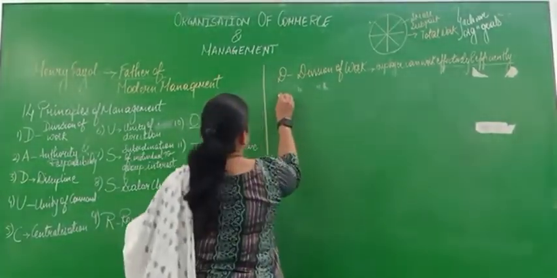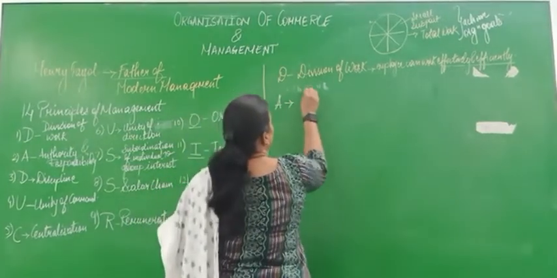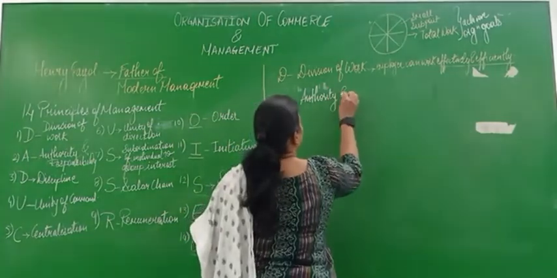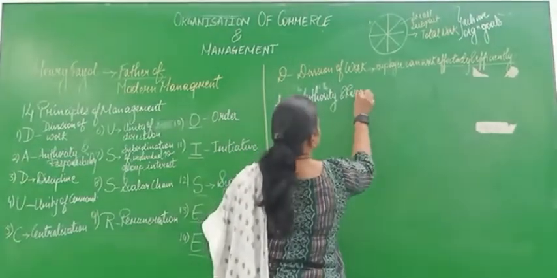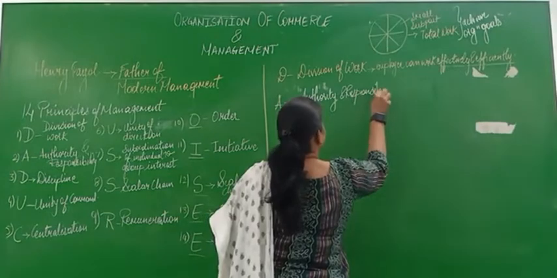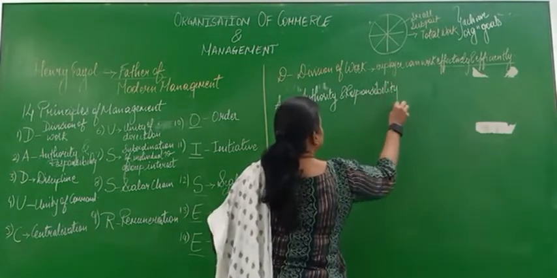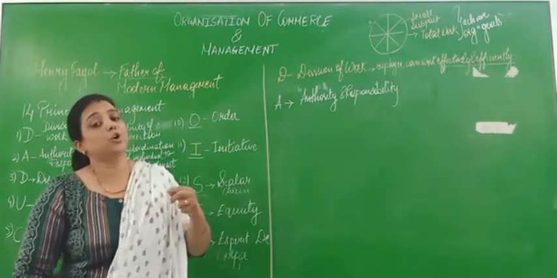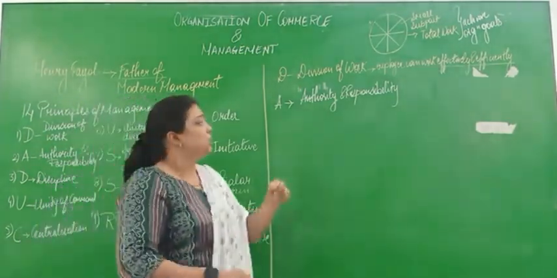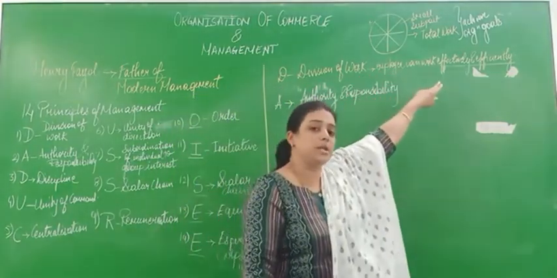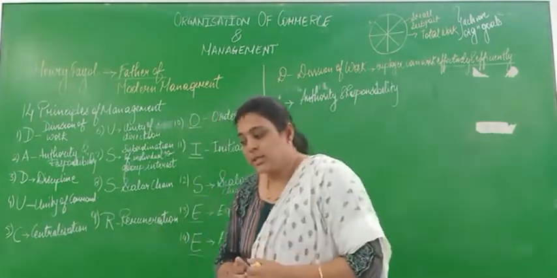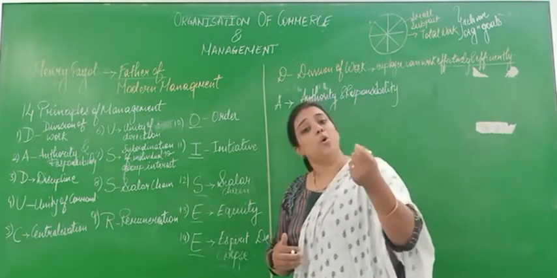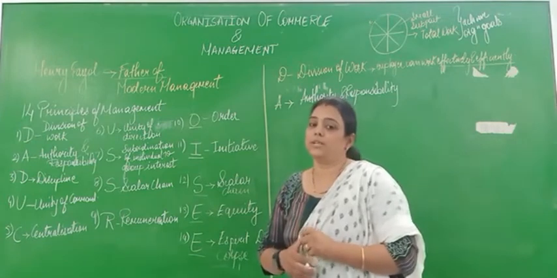What does A stand for? A stands for authority and responsibility. Now, as I said, every employee should be given work according to their efficiency, isn't it? So according to their efficiency they should get work. But along with the work, they should also be assigned some authority. Why should authority be assigned?